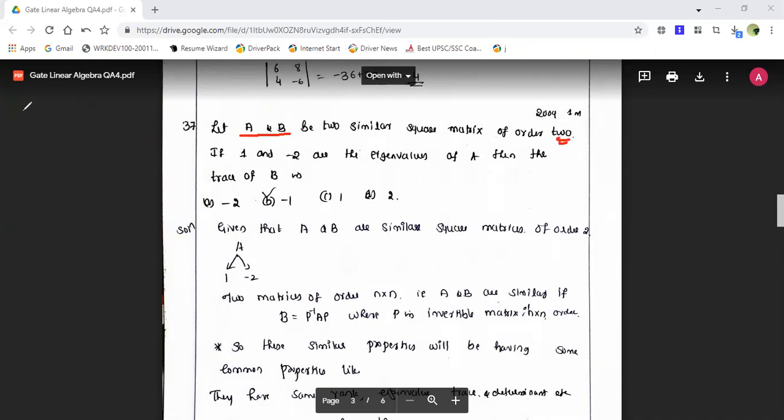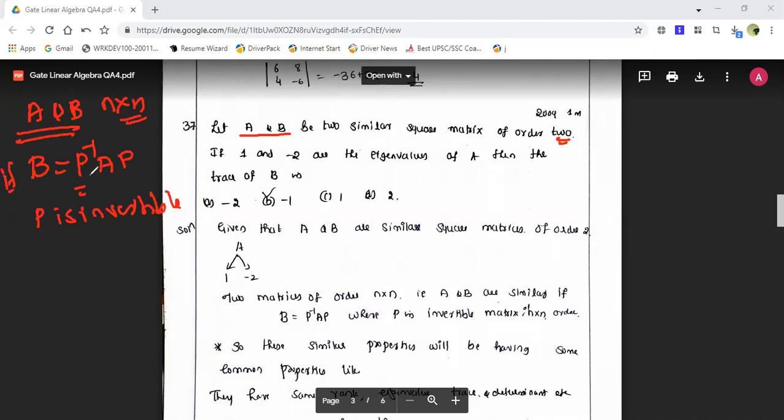So please remember, when we say that A and B are similar matrices, we will understand this first. If A and B are similar matrices, then B can be expressed as P inverse A into P, where P is an invertible matrix of the same order. If it is 2 cross 2, then P is also 2 cross 2. If two n cross n matrices A and B are said to be similar matrices, then B can be expressed as P inverse A into P, where P is the n cross n invertible matrix. So this one should be known.